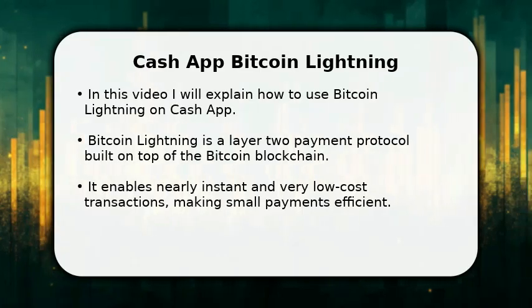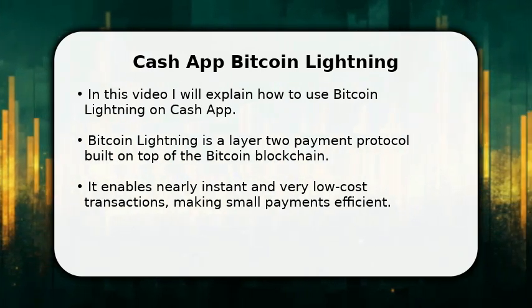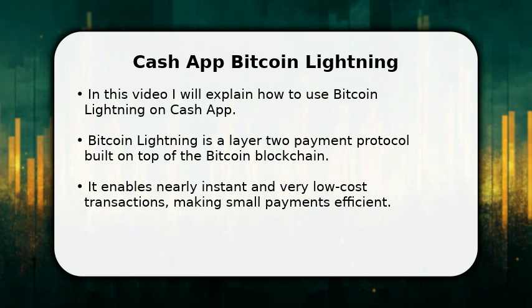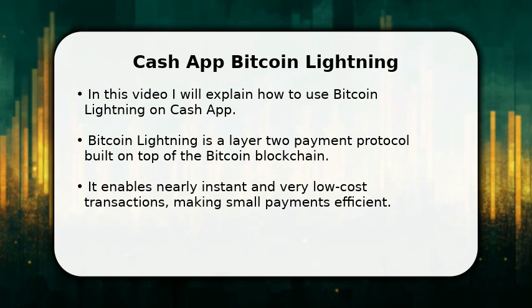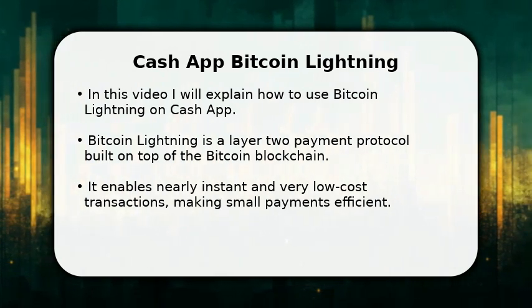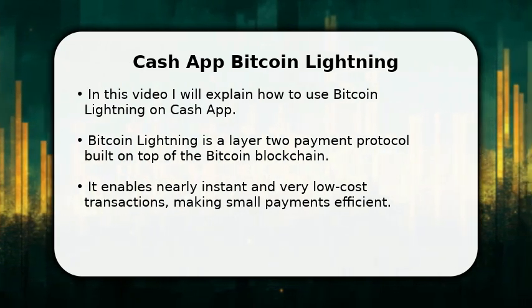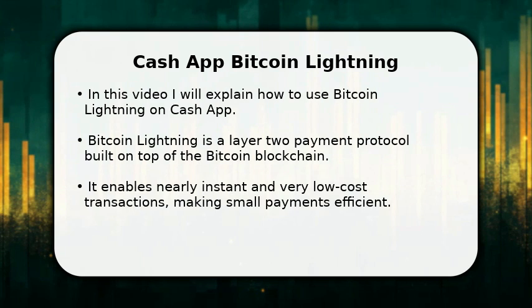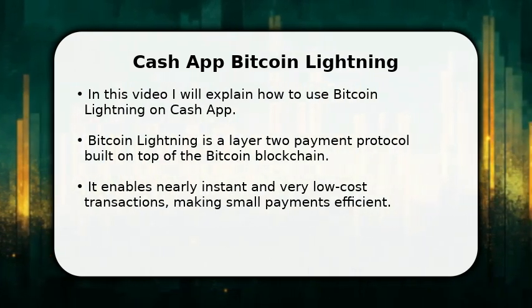In this video, I will explain how to use Bitcoin Lightning on Cash App. The Lightning Network is a powerful upgrade to Bitcoin, designed to make transactions much faster and significantly cheaper. It's a Layer 2 solution, meaning it operates on top of the main Bitcoin blockchain. Cash App has integrated this technology, allowing its users to experience the benefits of rapid Bitcoin transfers.